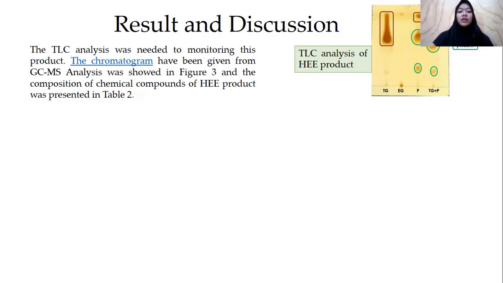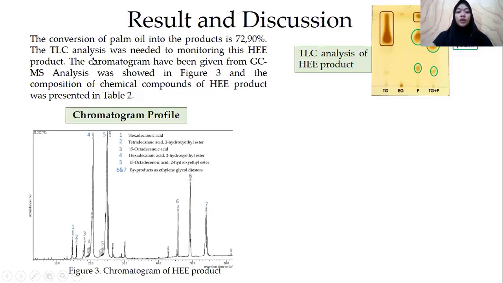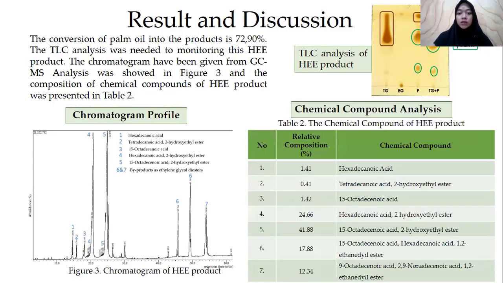The chromatogram given from GC-MS analysis is shown in figure 3. This characterization was based on the peaks given in the chromatogram. The mass spectrum of each peak was analyzed to determine the chemical structure of this product. The result is presented in table 2. We know from this analysis that the peaks with high relative composition are peak number 4 and number 5, hexadecanoic acid 2-hydroxyethyl ester and octadecanoic acid 2-hydroxyethyl ester. Peak number 6 and number 7 are byproducts of this synthesis, ethylene glycol diester.